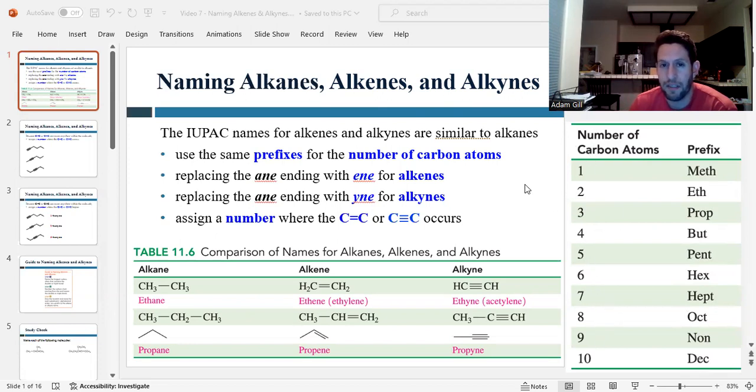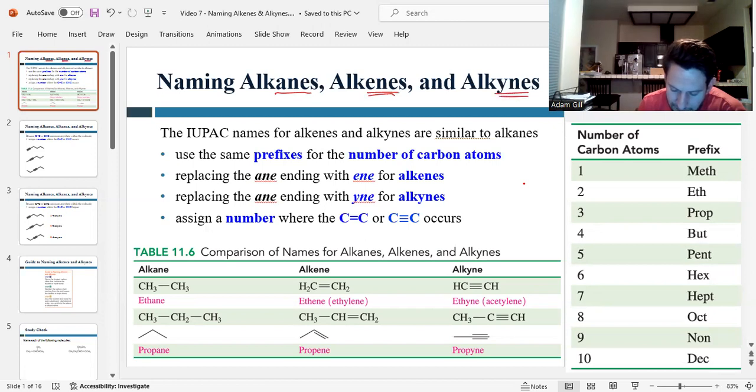The key difference is we replace the ending ANE, which we use for alkanes. We're going to use ENE for alkenes, and we're going to use YNE for alkynes. And then we're going to assign a number where the double or triple bond occurs. So here's a table showing the simple ones.